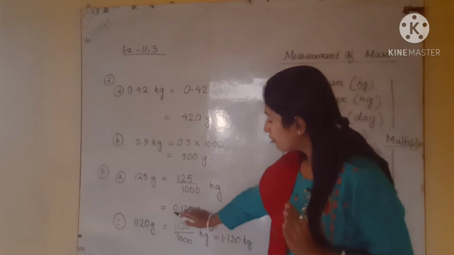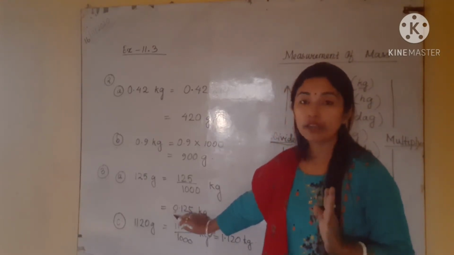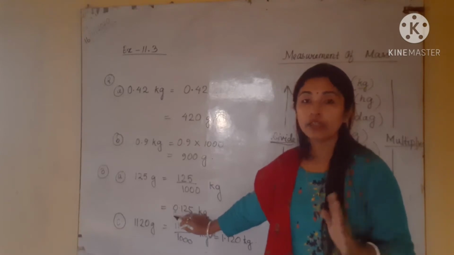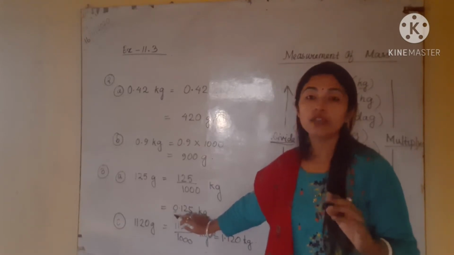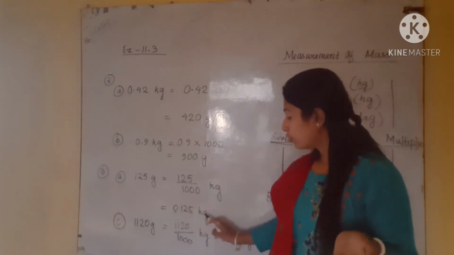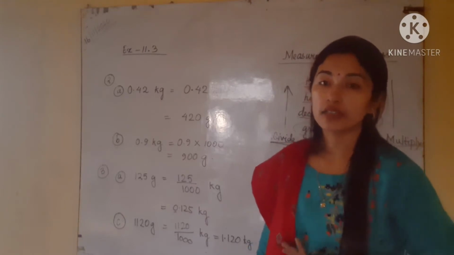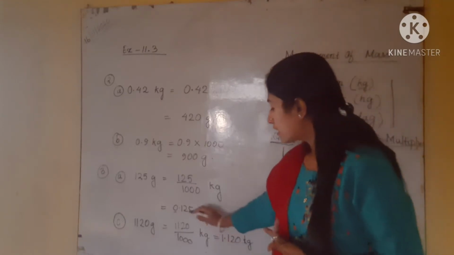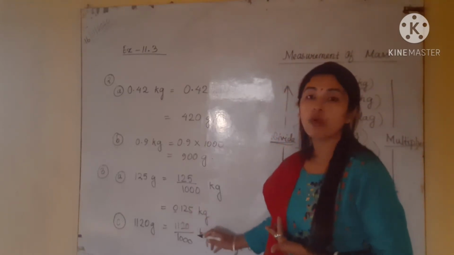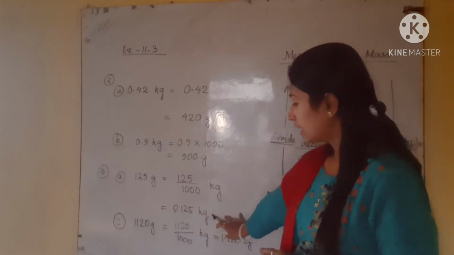If the whole part were 1, then we could say that the weight of the candle is more than 1 kg. But it is only 0.125 kg, that means it is very much less than 1 kg, because the decimal part is also very small. So this is the weight of the candle in kg.